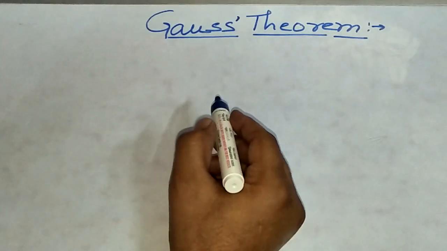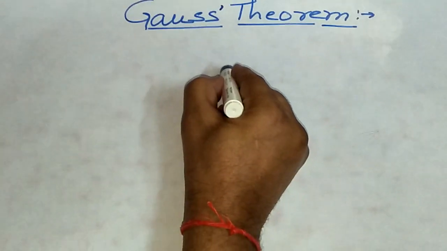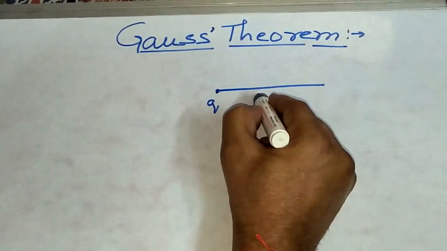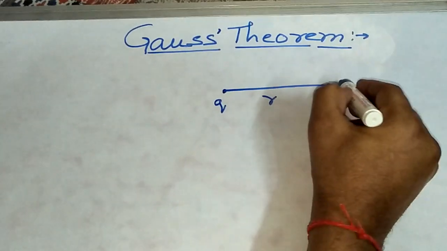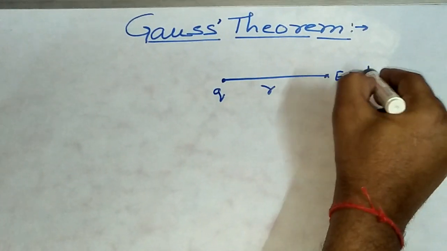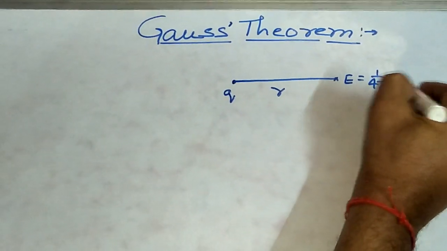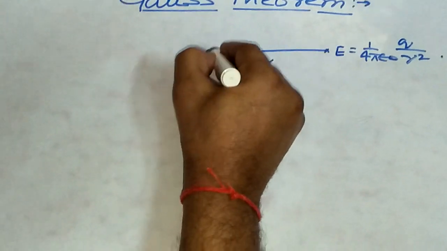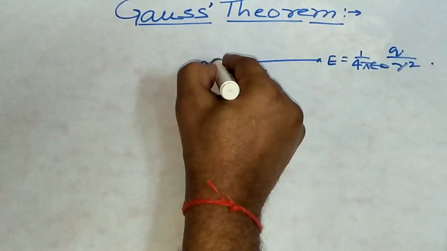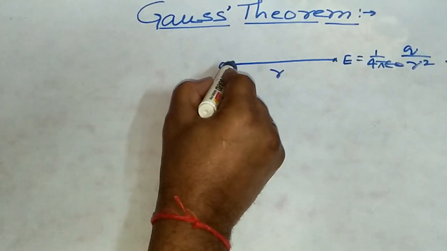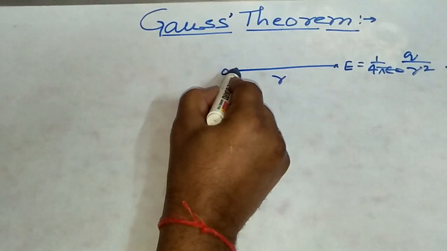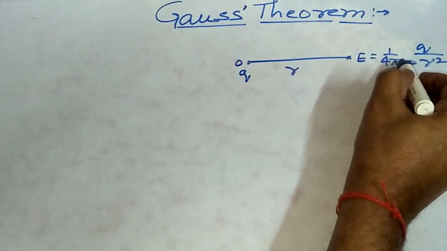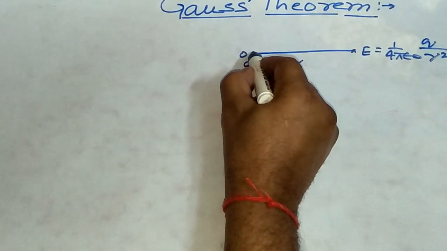Dear students, you know in the previous chapter, the electric field due to a point charge q at distance r you can easily calculate: E is equal to 1 upon 4 pi epsilon naught, q by r square. And here this q is a point charge. Point charge means where the charge is confined at a small place. And this formula is applicable for the electric field due to a point charge.